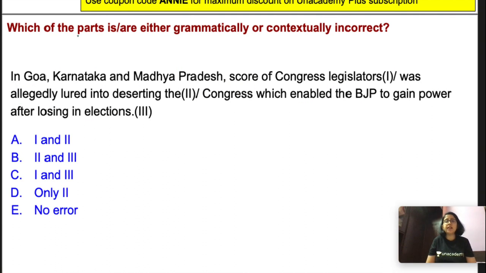Next question, which of the parts is or are either grammatically or contextually incorrect? Here again you have to find out the incorrect part. In Goa, Karnataka and Madhya Pradesh, score of Congress legislators was allegedly lured into deserting the Congress, which enabled the BJP to gain power after losing in elections.